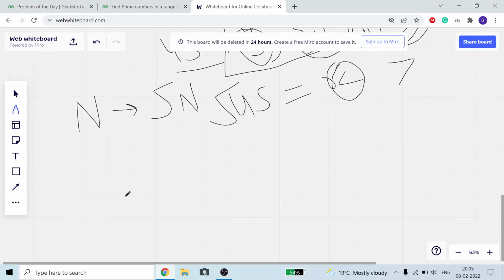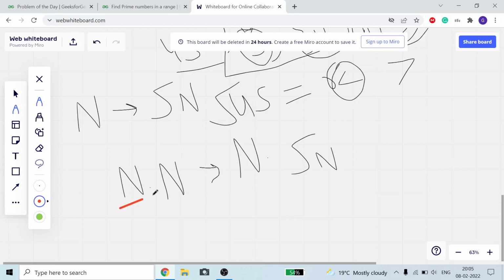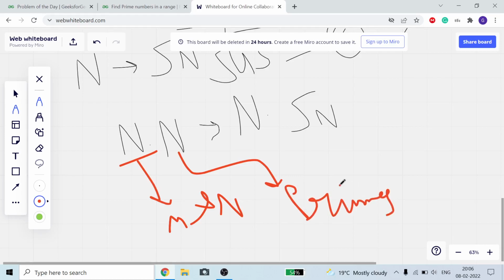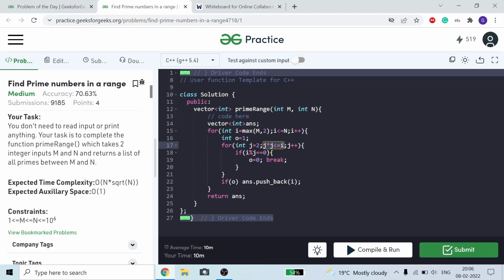So our overall time complexity will decrease from O(n * n) to n into root n. This n is basically for each number between m and n, because I have to run a loop between n and m, and this other factor is for calculating the prime. For calculating a prime, you can see the first n because of this, and the second is square root of n because of this function. I hope you all understand it.